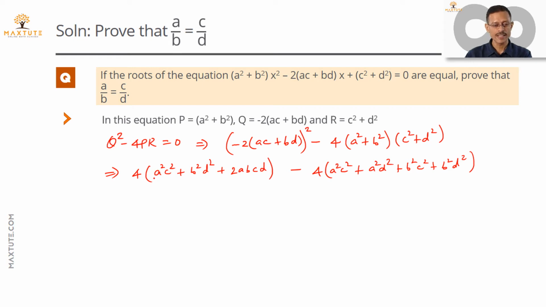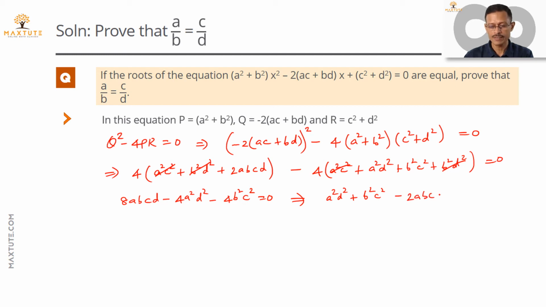The 4a²c² and minus 4a²c², these two terms will get cancelled. 4b²d² will get cancelled with this 4b²d². So what we are left with is 8abcd, 4 into 2 into abcd, minus 4a²d², minus 4b²c² equals 0 is what we have, right? The discriminant should be equal to 0. What we'll do is divide this entire equation by minus 4. So we'll have a²d² + b²c² - 2abcd.